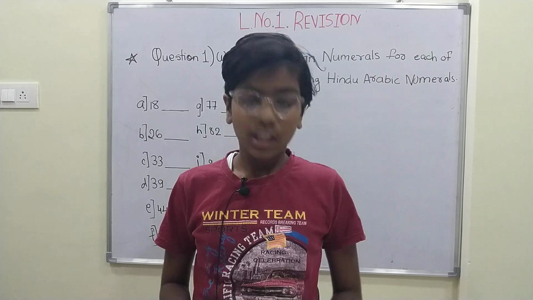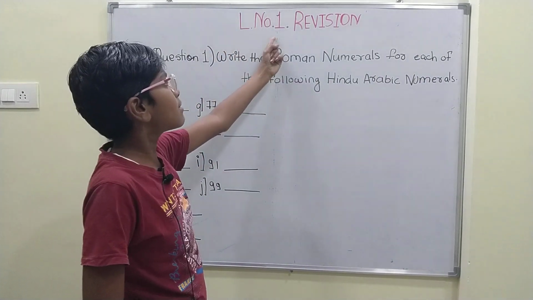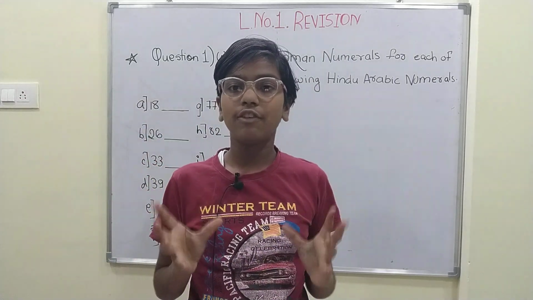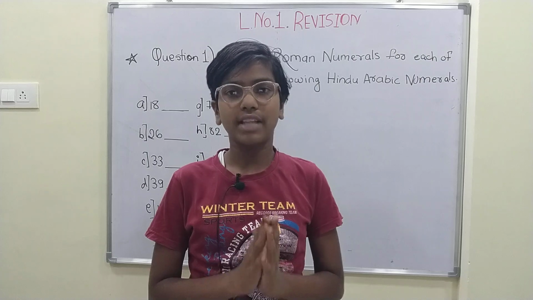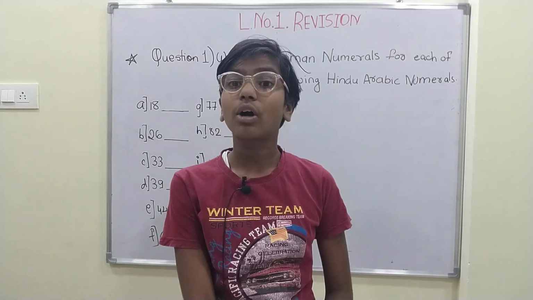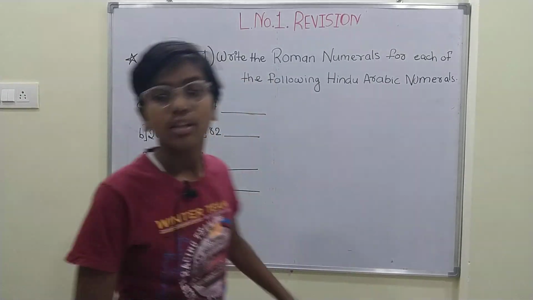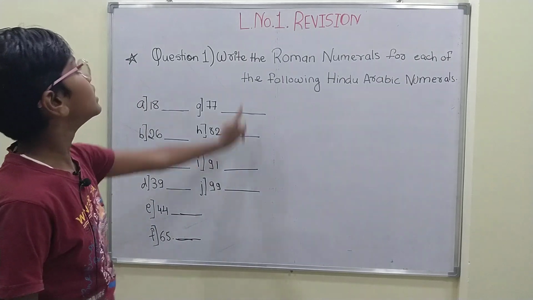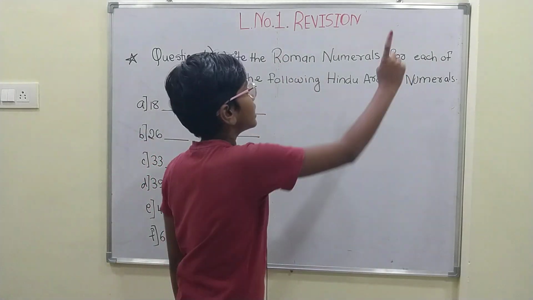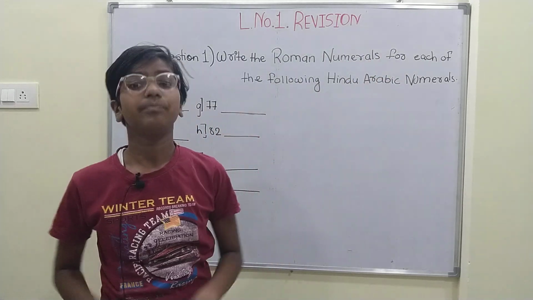Today we will learn the first lesson of Composite Mathematics, lesson number 1, Revision. We will solve a few questions about that topic, because in the exercise itself you are given questions to solve. So let's begin. First question: write the Roman numerals for each of the following Hindu-Arabic numerals.